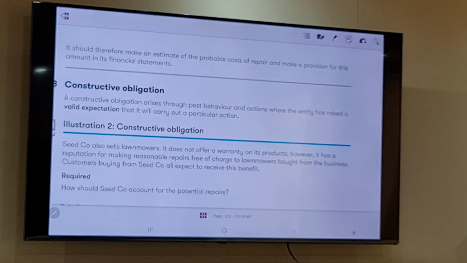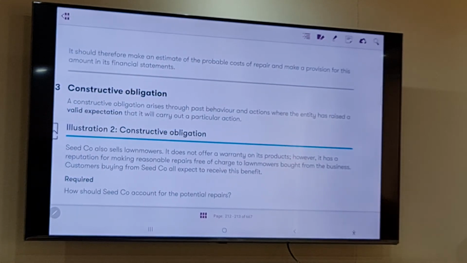Now, what is a constructive obligation? Can you read this? Seed company also sells lawnmowers. It does not offer a warranty on its product. However, it has a reputation for making reasonable repairs free of charge to lawnmowers, for both business customers buying from seed company. All expect to receive this benefit. In the agreement, there's nothing mentioned. But as a matter of customary practice, as a matter of reputation, the company gives some free service.